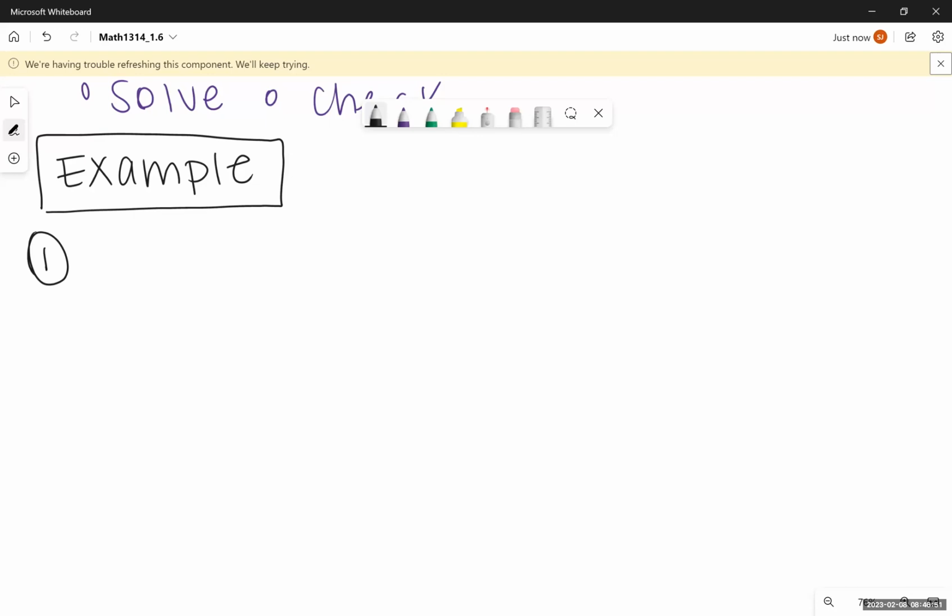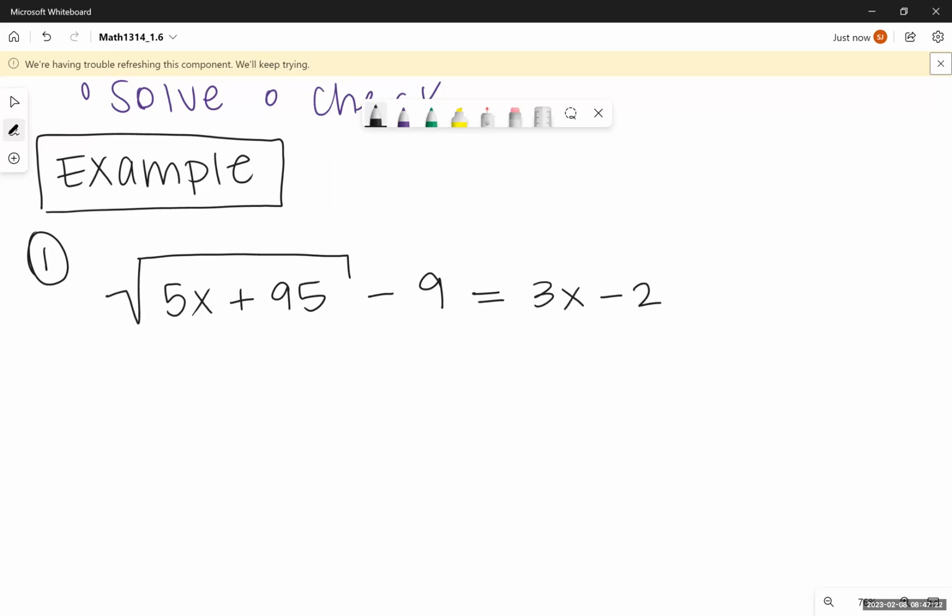Two more, actually. So say we have the square root of 5x plus 95, and then close the radical. I really just don't know where this one's going, but we're about to find out. Right next to it, subtract 9 and have it equal to 3x minus 2. I wrote this one down from your homework, completely 100% from it. It's not from my notes.